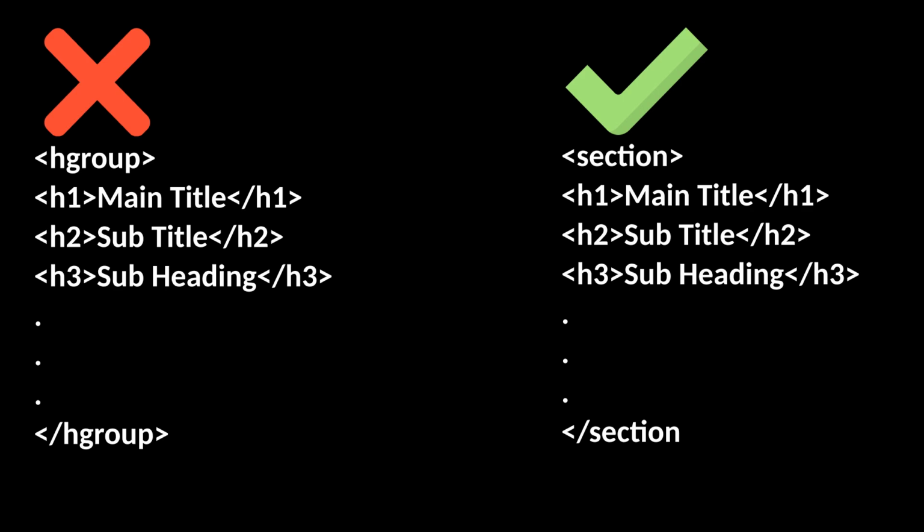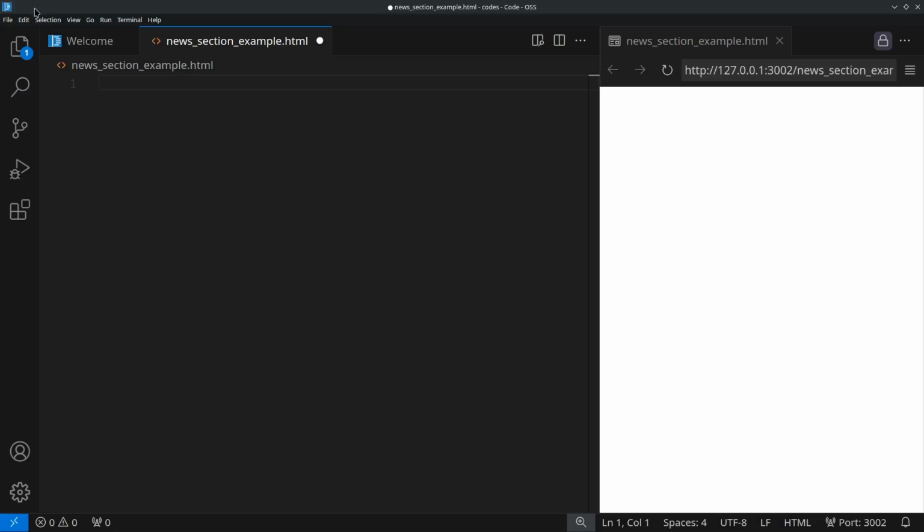Now let's discuss grouping headings. Previously I explained headings and how they create a structure. Today we'll use the section element to group headings. Before HTML5, developers used the heading group element for this purpose, but it's no longer considered valid or recommended in modern HTML5 development. Instead, developers use semantic elements like section to organize content effectively. Now let's illustrate this with an example of a simple news page.